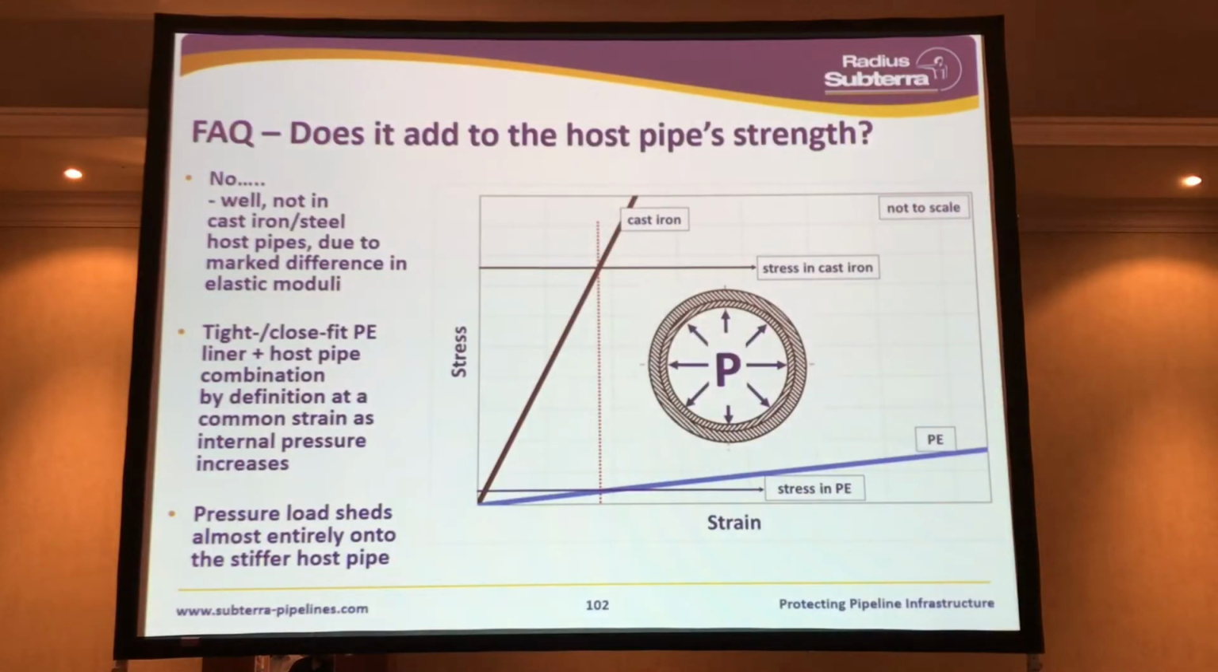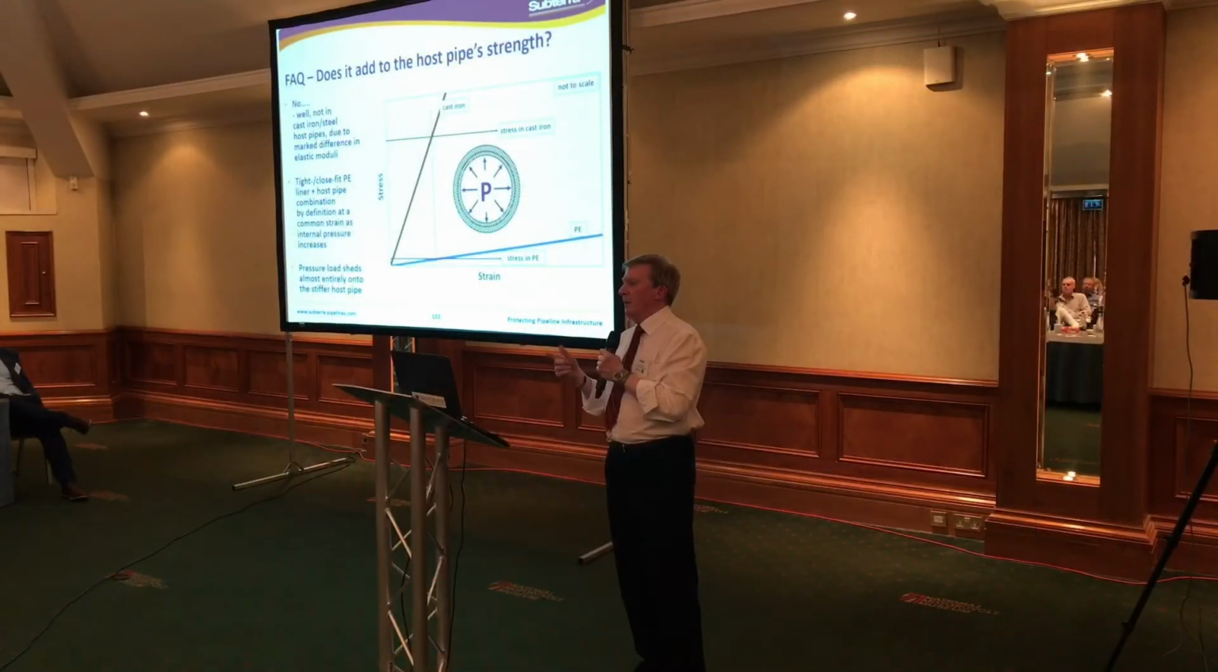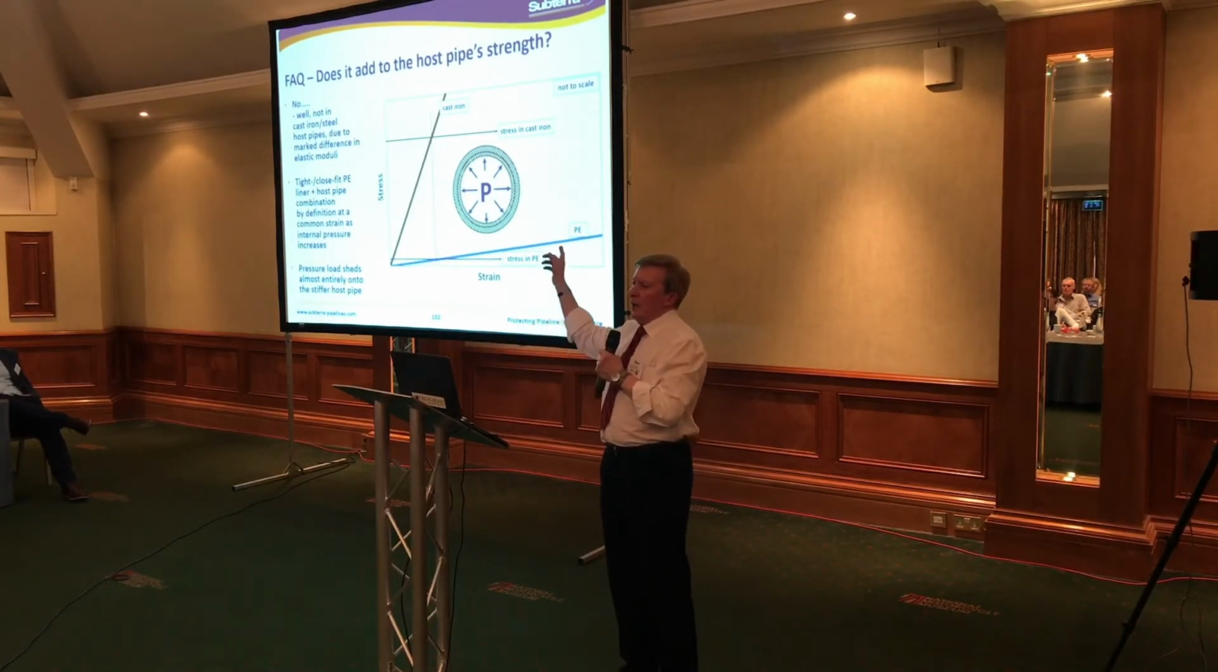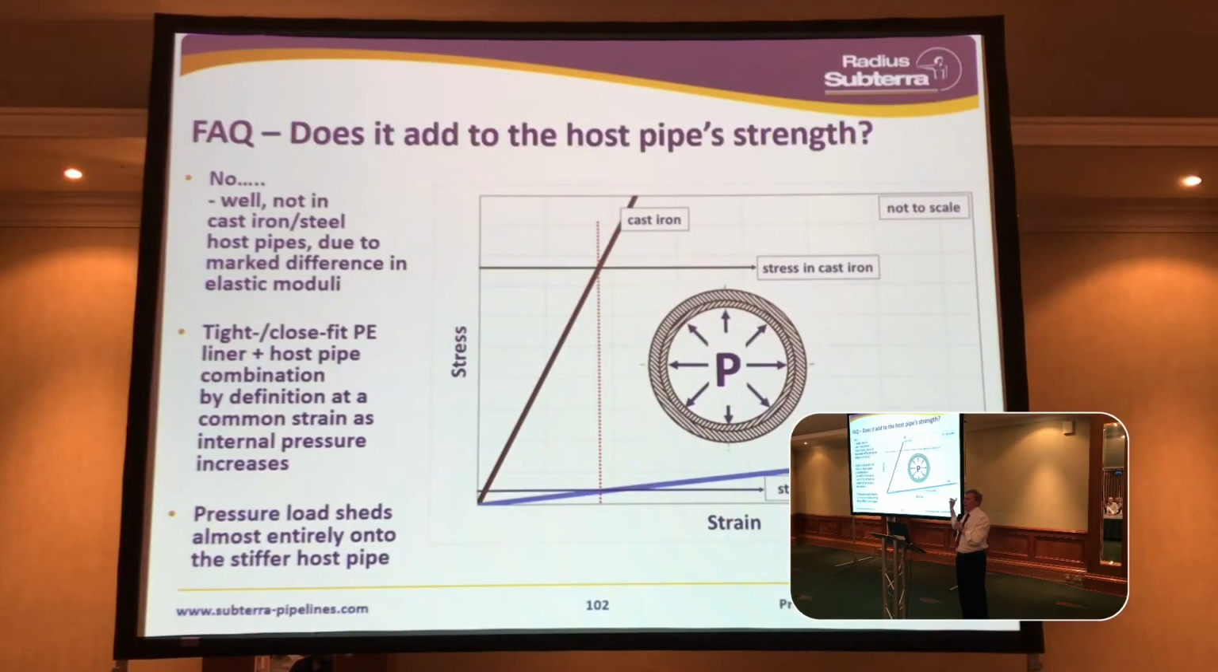Does it add to the hose pipe strength? This is an interesting one. If you think about a close-fit PE line pipe, when you pressurize the lining and the hose pipe, they both expand together. It's an equal strain situation. So if you think about the difference in stiffnesses of the two materials, cast iron or steel is very stiff. Polyethylene is, by comparison, not anywhere near as stiff. If you look at a common strain on that, you'll see that the amount of stress on the PE lining is going to be much less than that on the hose pipe.